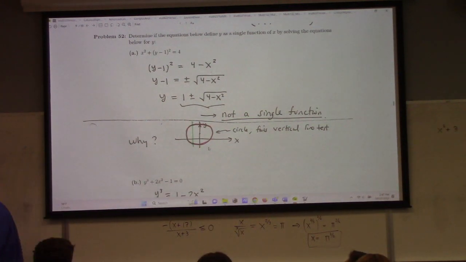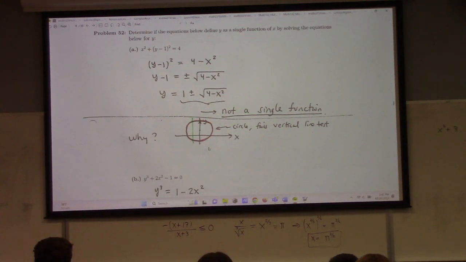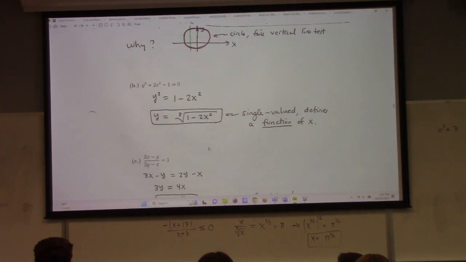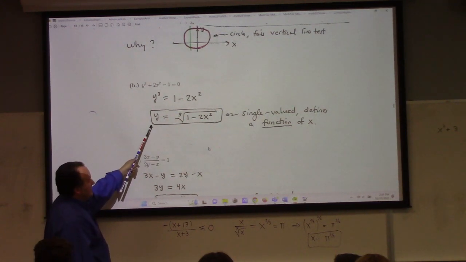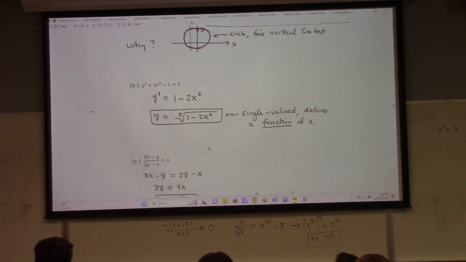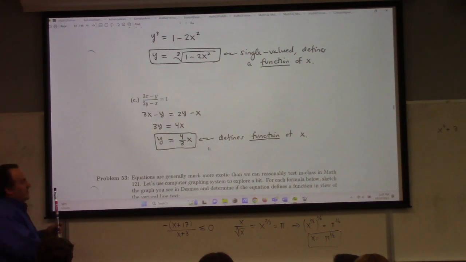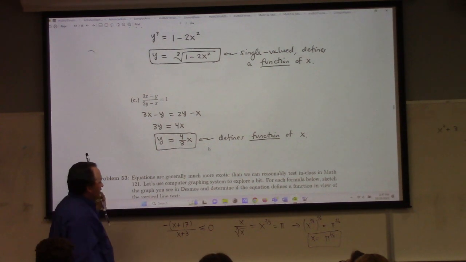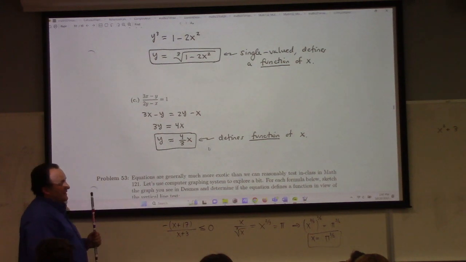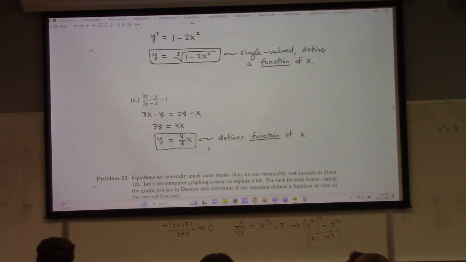In contrast, in part B, I took the cube root. I didn't get the plus-minus property because it's a cube root, not a square root. And so we got a single function of x. Similarly for part C, we solve for y there. It's a little bit more troublesome, but we can solve for y. We cross multiply, bring all the terms with y to one side, all the terms with x to the other side, and solve for y. There it is.